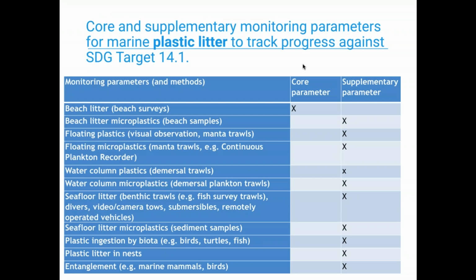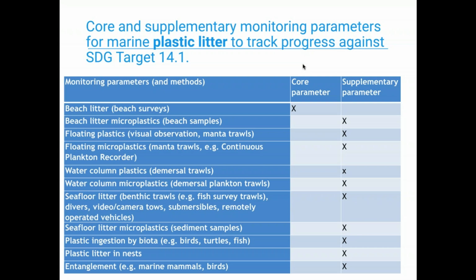Again, here you have a table with the core parameter, which is the aim is to have at global level all the countries or most of the countries reporting at least on the core parameter, which is in this case beach litter, based on surveys. Most of the countries actually are reporting on this parameter or have quite active production of this data. And then you have here a list, again, a quite comprehensive list of supplementary parameters that can be also considered to report on these specific indicators on plastic litter.